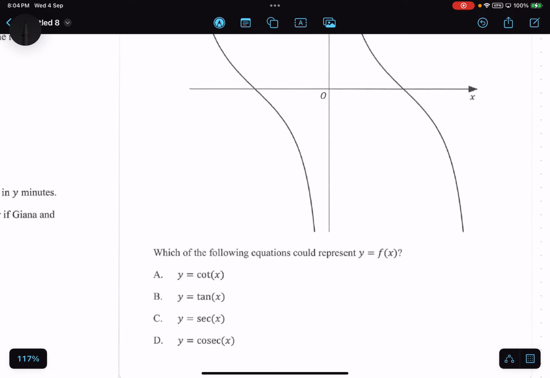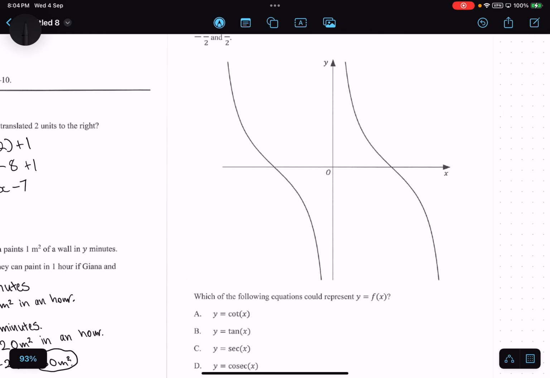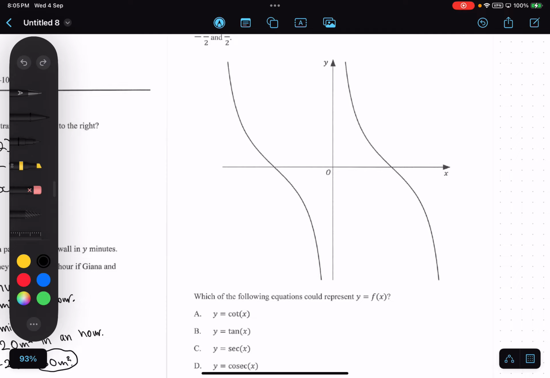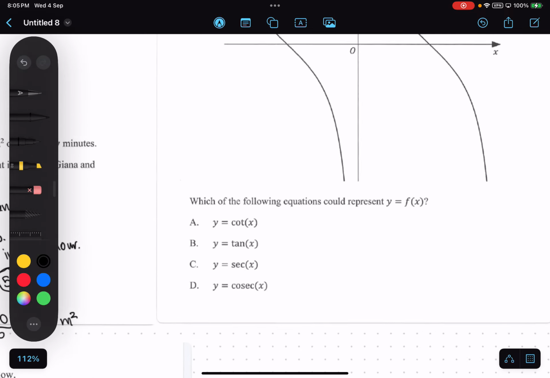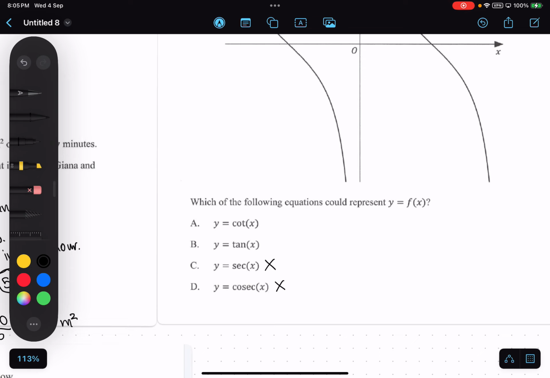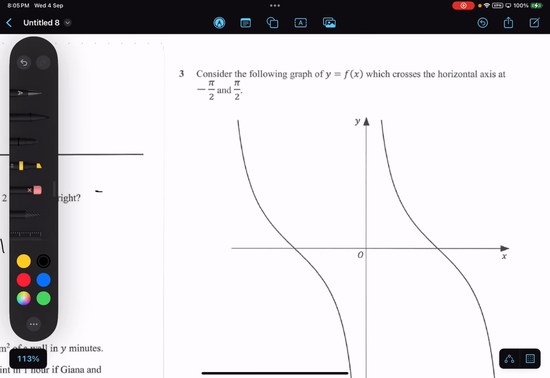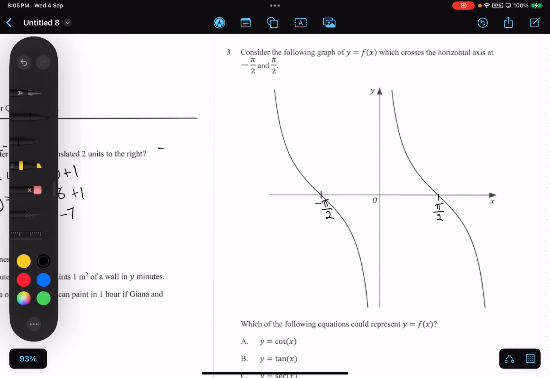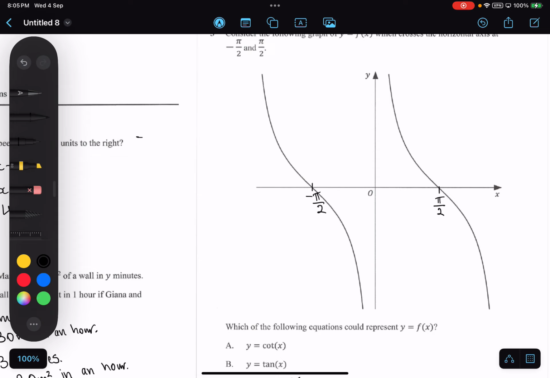Alright, so what we're going to do right away is we're going to see that this function actually has a tan-looking shape. And sec x and cosec x, I'm not going to draw them exactly, but their shape looks a bit like this. Something like that. Alright? So that means we can eliminate C and D. So in the question it says it intersects at negative pi on 2 and pi on 2. Alright, so now we're between cot x and tan x.